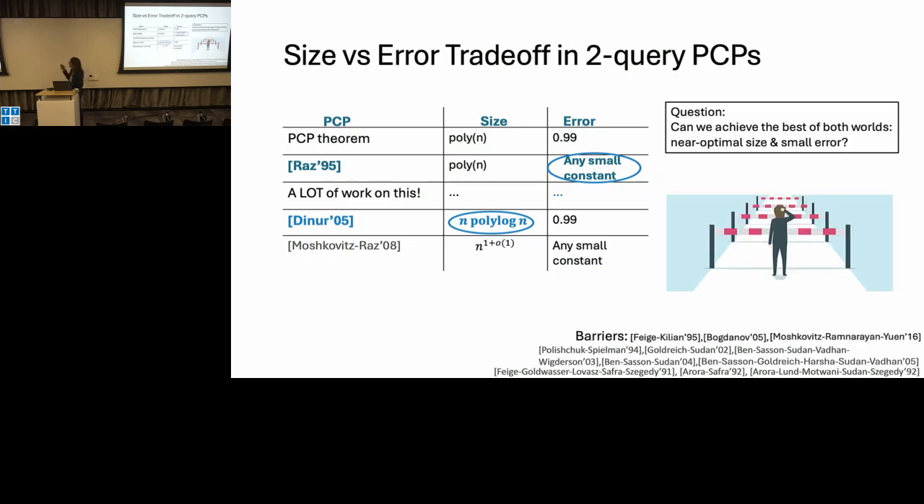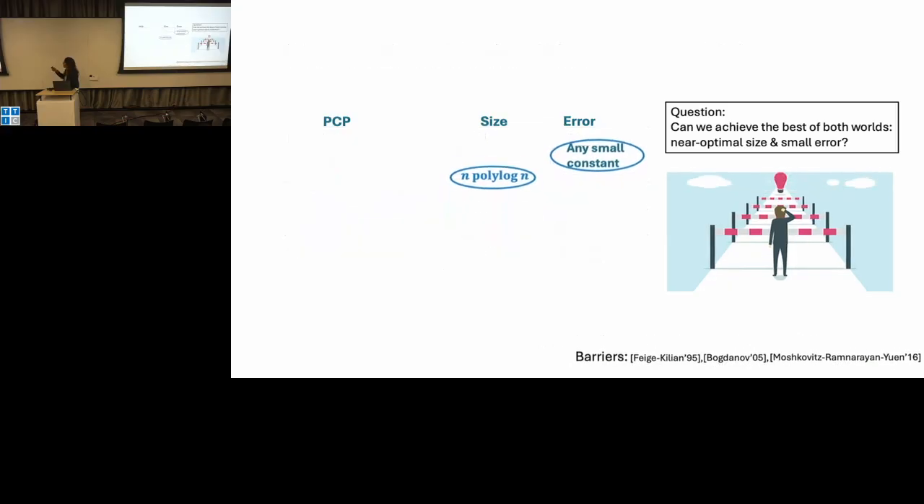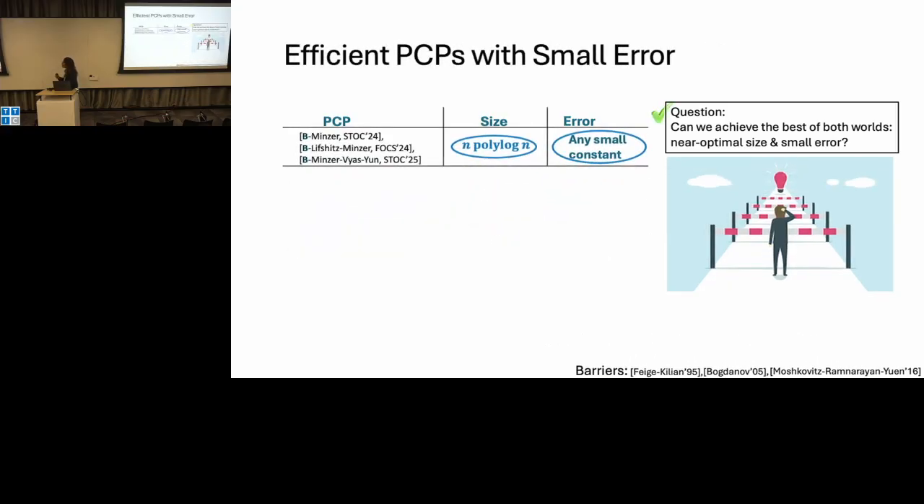But on the other hand, there were also a bunch of barriers that were shown to improving the approaches of Dinur and Raz. And today we'll see one of these barriers. It's actually very nice. So our work resolves this question and gets near optimal size and small error simultaneously, based on new approaches using high dimensional expansion.